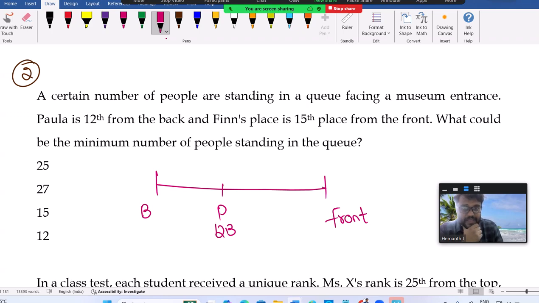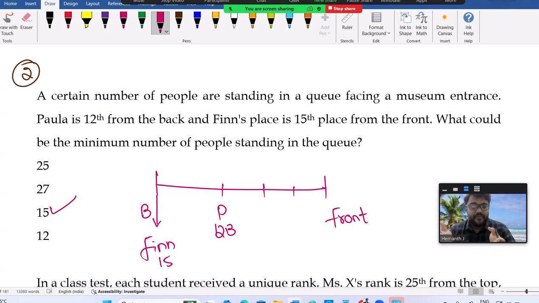See, he may be the last person, right? Finn may be here, 15th. Then here 3 people: 1, 2, 3. So total 15. Okay, 15 is the correct answer. Don't say 27. The minimum will be satisfied if it is 15.